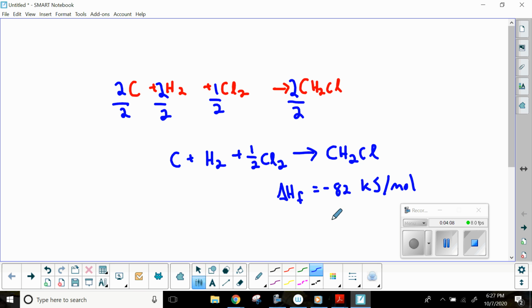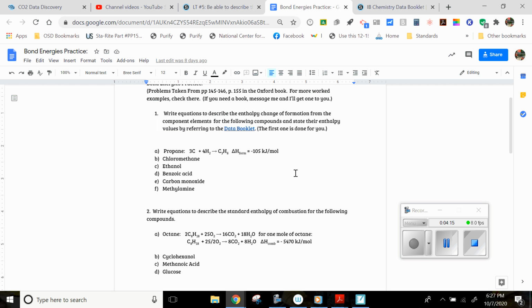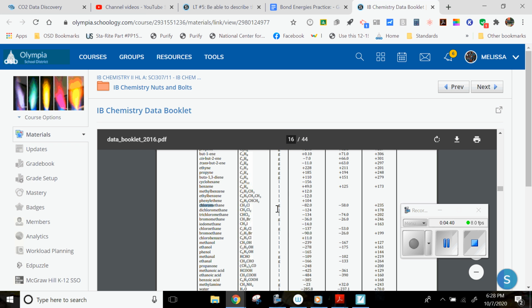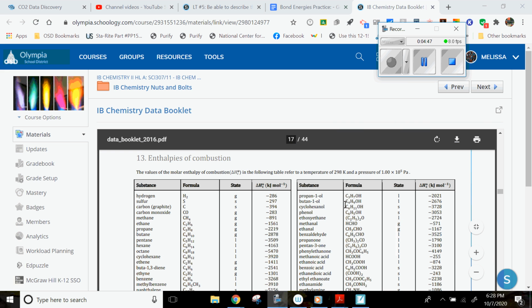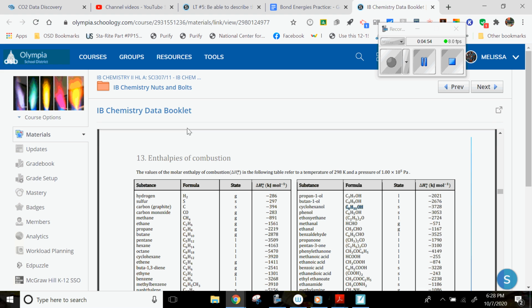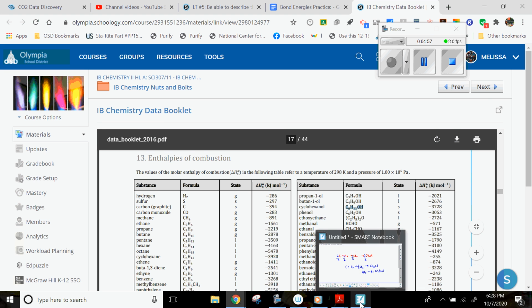So now let's look at 2B, which is not enthalpy of formation, rather it's going to be enthalpy of combustion. So we're going to do the enthalpy of combustion of cyclohexanol. And when I combust something, I am adding it to an abundance of oxygen. And if it's a hydrocarbon, it will always combust into carbon dioxide and water. So if I go back to my data booklet and I scroll down, table 13 will have your enthalpies of combustion. And there it is, cyclohexanol, C6H11OH, and it's going to release negative 3,728 kilojoules for every mole.